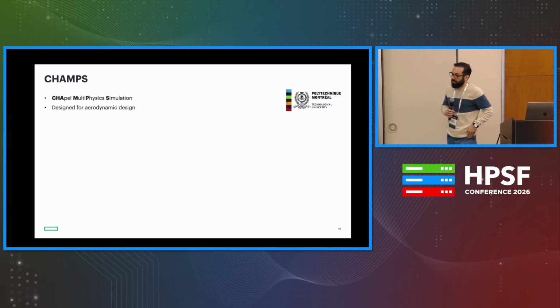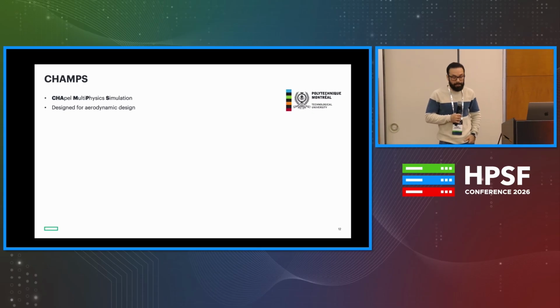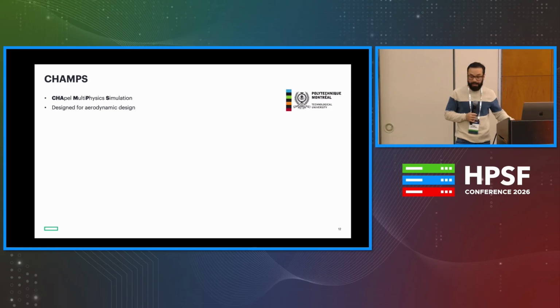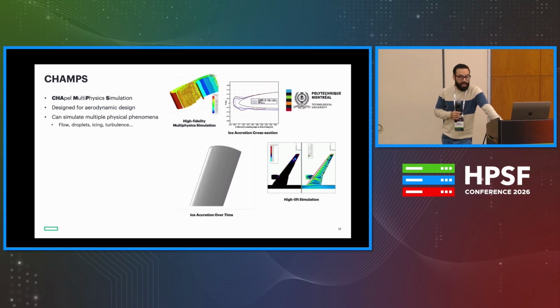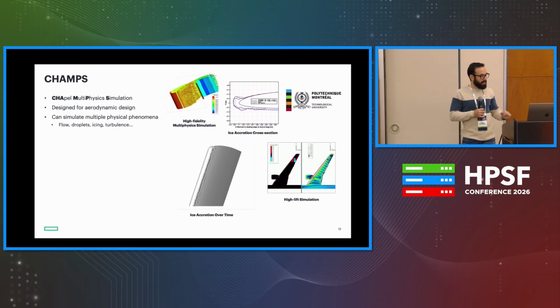So the end result is CHAMPS. CHAMPS stands for Chapel Multiphysics Simulation. It's developed at Polytechnique Montreal. It's designed for aerodynamics design, as I mentioned, and it's a multiphysics simulation. So flow is the core of it, but at the same time it can simulate water droplets around the wings and how they create ice around the wings and change their shape and things like that, and turbulence and everything that I have no idea about.